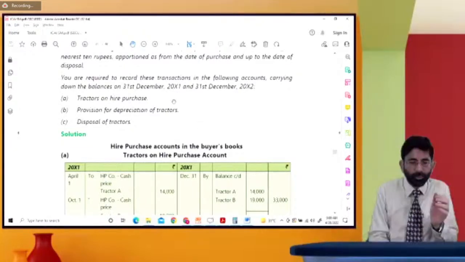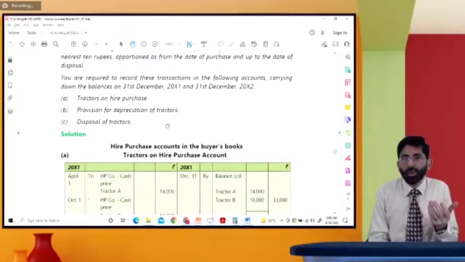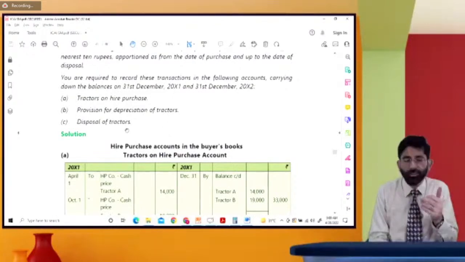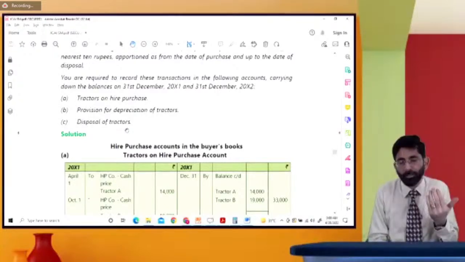But the most important concept in this case is the provision for depreciation on tractor account, which is normally known to some students, and which you should also be clear about, and the disposal of tractor account, which has been demanded in this case. So let's understand these with the help of journal entries also.